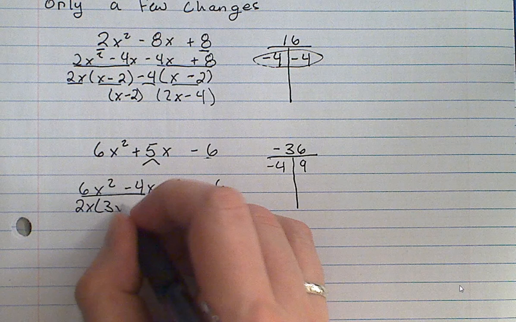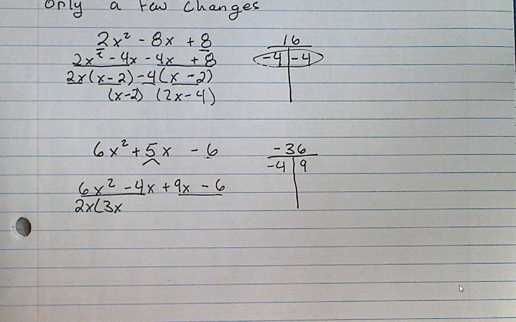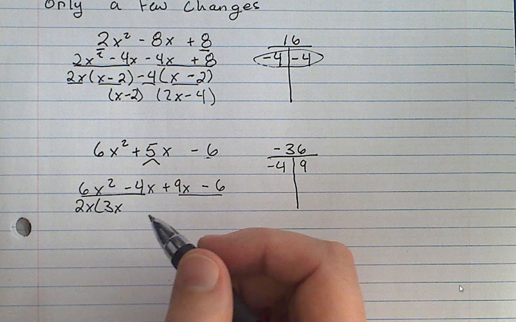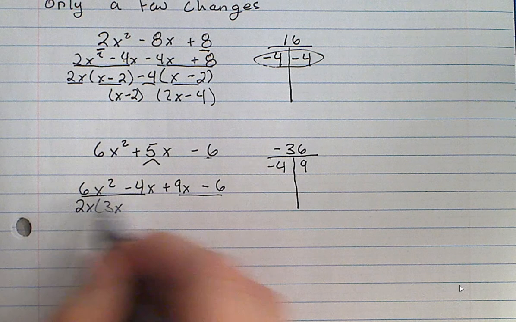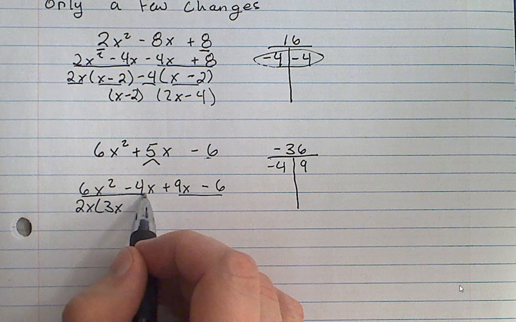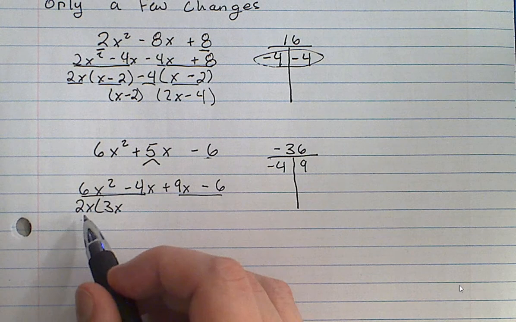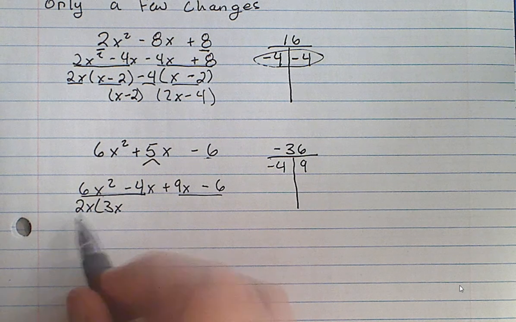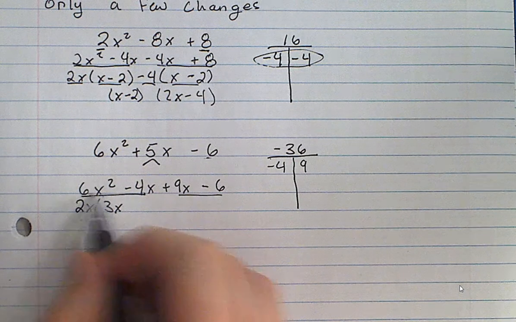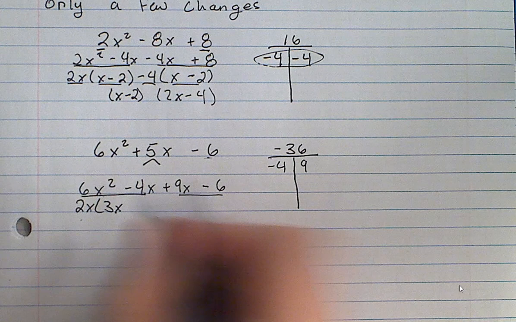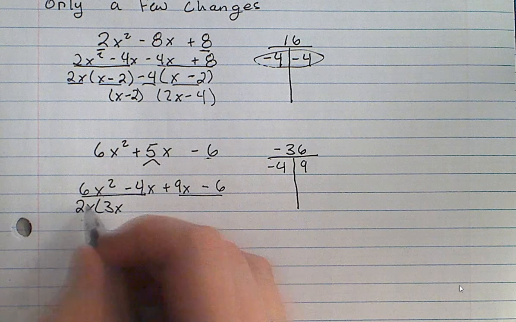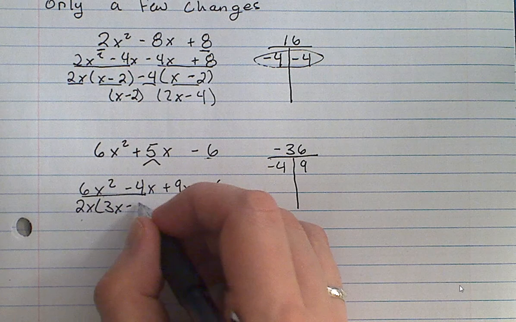Okay, so this 2x thing, where did you get that from? So 6 and 4, what's the number that goes into both of them? 2. And then they both have at least one x, so you can also take out an x. So that's where the 2x came from. It's the greatest common factor of these two numbers. So then negative 4x divided by 2x is going to be negative 2 with no more x.